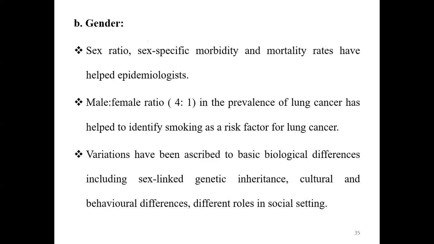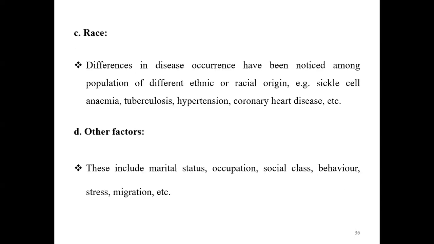Gender: the gender ratio, gender-specific mortality and morbidity rates, and the male-female ratio in the prevalence of lung cancer, used to identify smoking as a risk factor, and variations related to biological differences like genetic inheritance, cultural differences, etc. Third is race. Differences in disease occurrence have been noticed among populations of different ethnic origin, like sickle cell anemia, hypertension, etc. And other host factors include marital status, occupation, social class, behavior, stress, migration, etc.